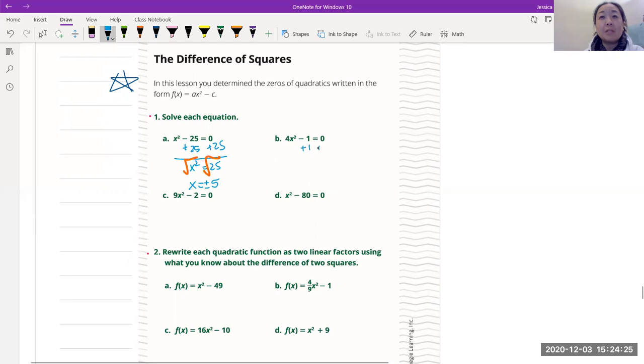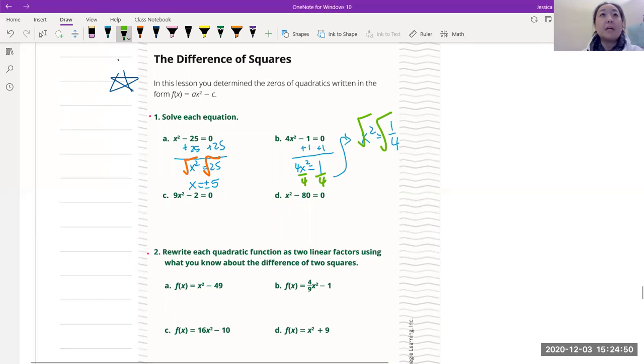So we're going to add 1 to both sides. And we got 4 x squared is equal to 1. And how do we get rid of this 4? We have to divide that by 4. So then we get x squared is equal to 1 over 4. I'm not going to change that into a decimal just yet, because actually we could do this.